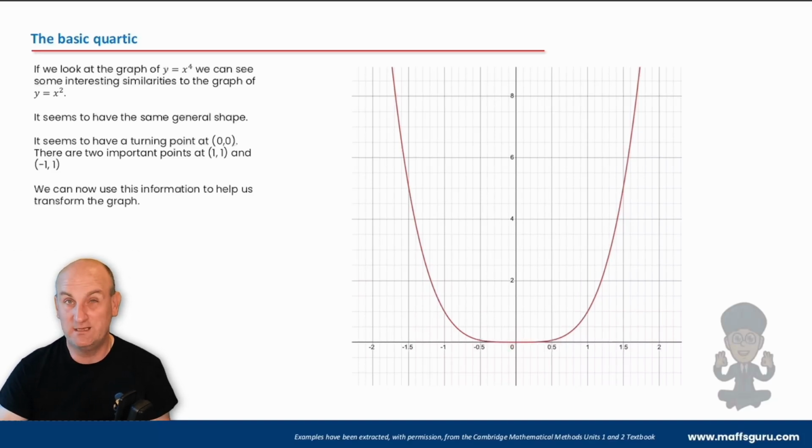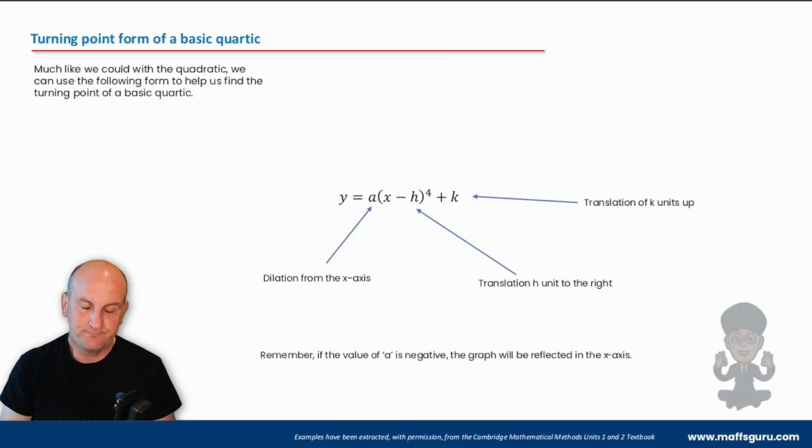But we have some similar points. 0, 0 is my turning point. We've got the point 1, 1. I think I've got 1, 1 there. Yep, and 1, 1 is here. And minus 1, 1 is there. So they are useful points to know so that when we start to transform these, we can go, well, okay, this becomes relatively trivial again, all right? So that's the basic quartic.